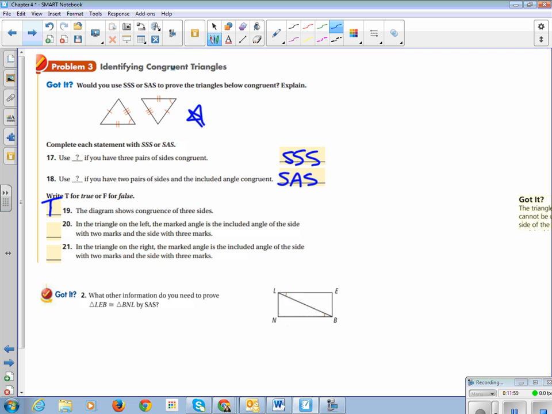In the triangle on the left, the marked angle is the included angle of the side with 2 marks and the side with 3 marks. So is this angle in between the side with 2 marks and the side with 3 marks? True. In the triangle on the right, the marked angle is the included angle of the side with 2 marks and the side with 3 marks. True or false? That's this angle. Is that the one that's marked?